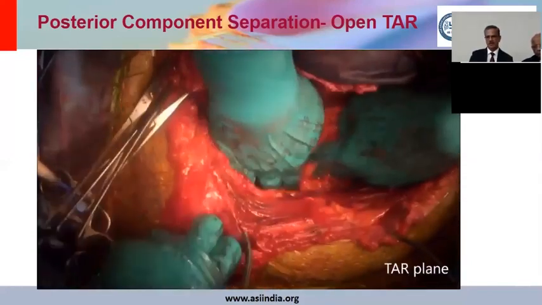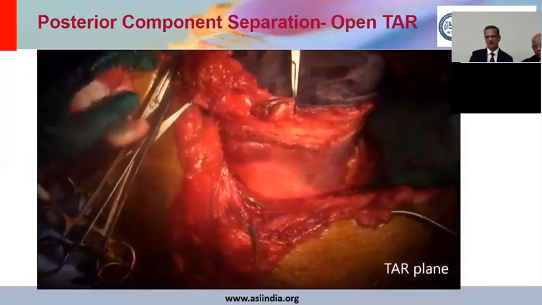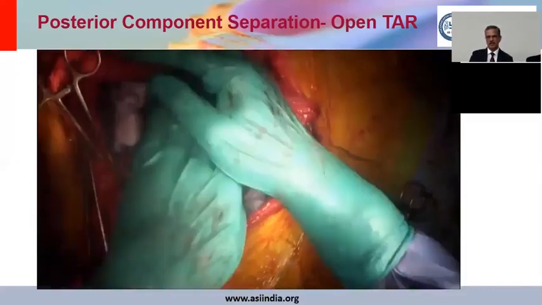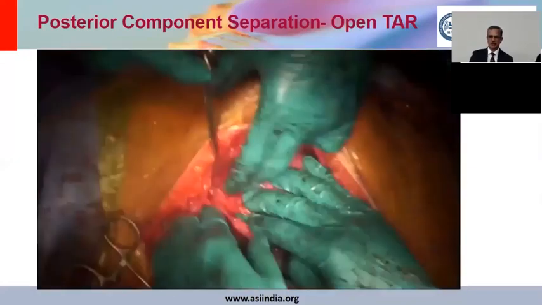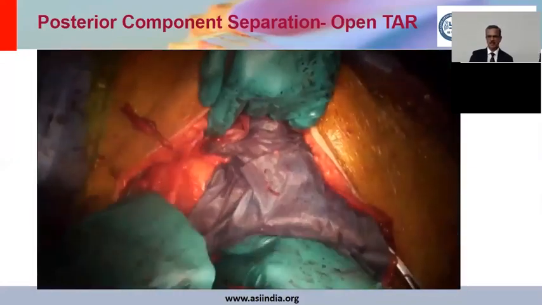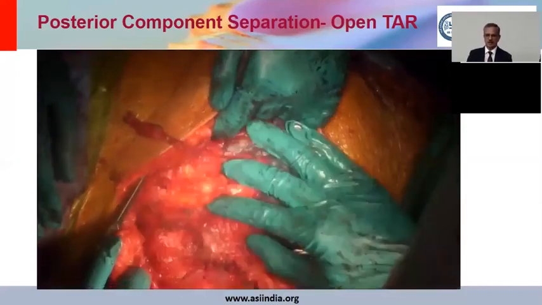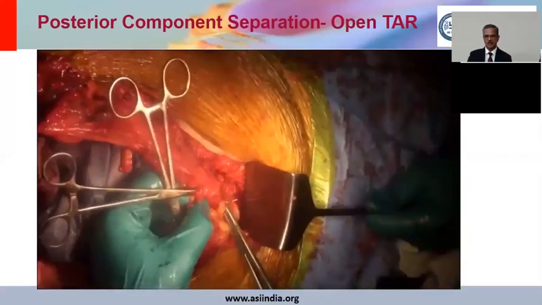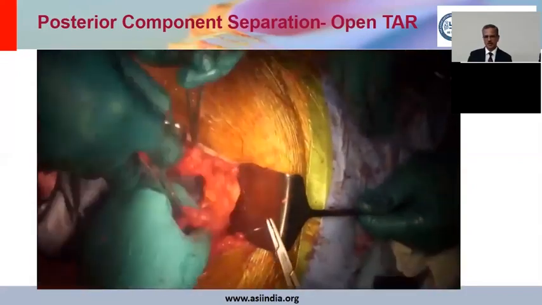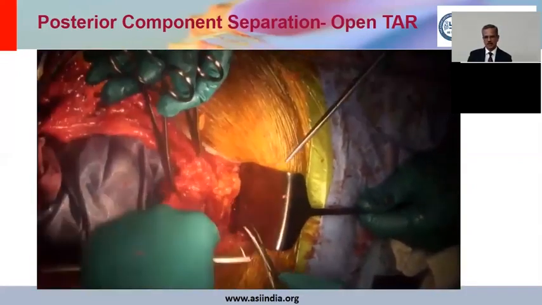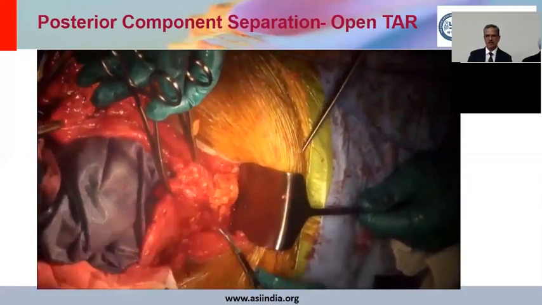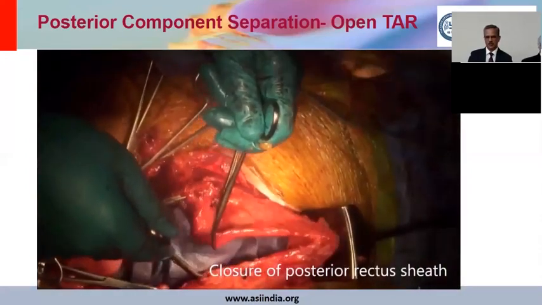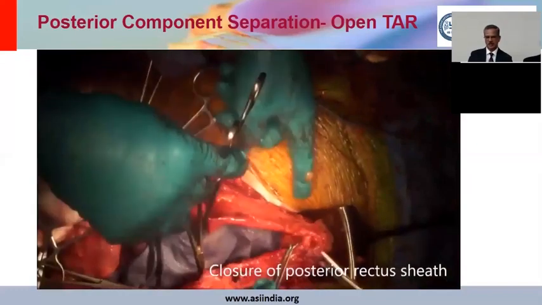defect which appeared impossible to close, medialization of the peritoneum occurs, and it will be possible to close the peritoneum without any tension. So both the sides, transverse abdominis release has been done. Above we will go up to the diaphragm, below it will be going up to the symphysis pubis retrorectus space, and the posterior rectus sheath is being closed with PDS sutures.